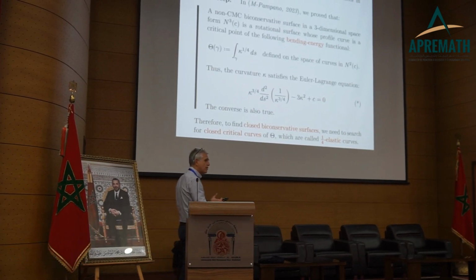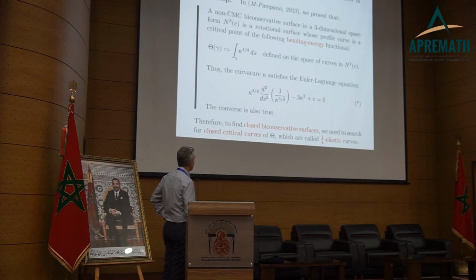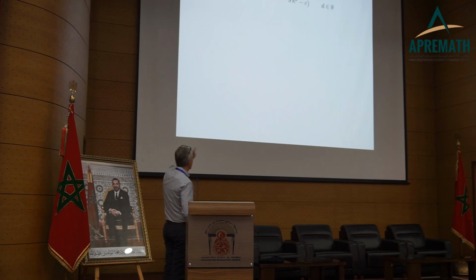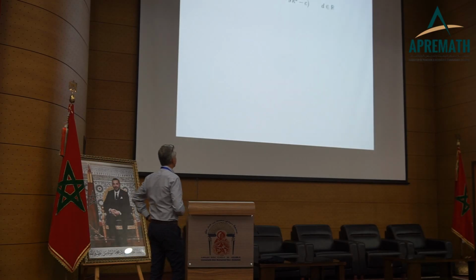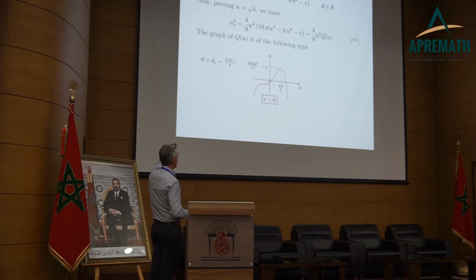A Biconservative surface is given by the rotation of a profile curve, but this profile curve actually is a critical point of this bending energy. And once you know that it is a critical point of this bending energy, for the profile curve of the surface you are trying to study, you also have the Lagrange equation associated to this variational problem. So the problem of studying Biconservative surfaces is really related to the problem of studying critical points of this curve. The first thing you can observe is that there is a prime integral of this equation, and just a short analysis here.